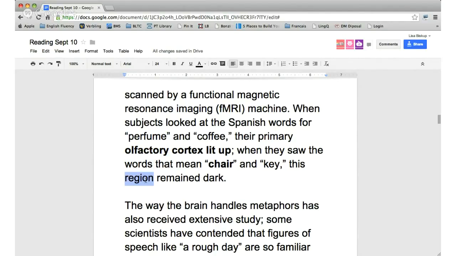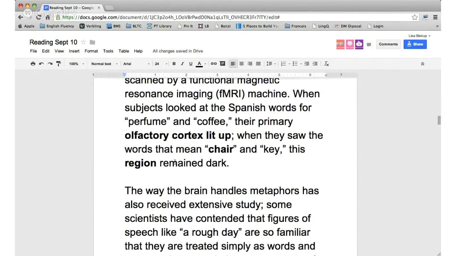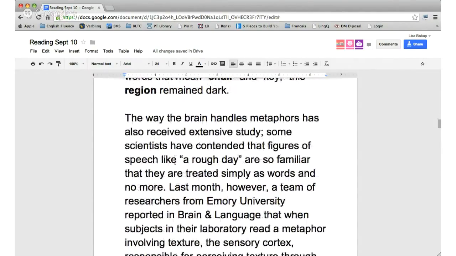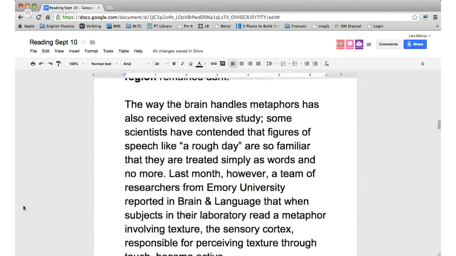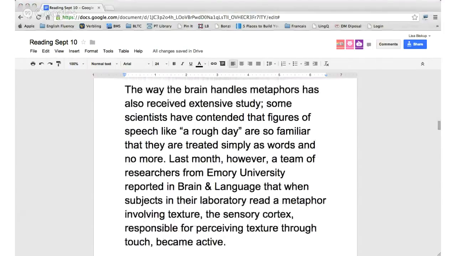The other region remained dark. That means it did not light up on the fMRI. It just stayed dormant or asleep, or not activated, we could say. So it wasn't being activated with certain words, only with the words that had a strong odor association, where you think of smells. So coffee, yeah, Tiago.